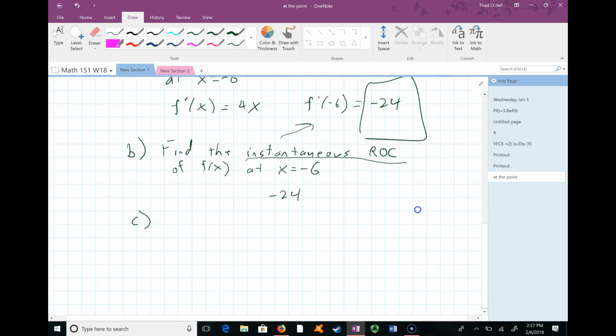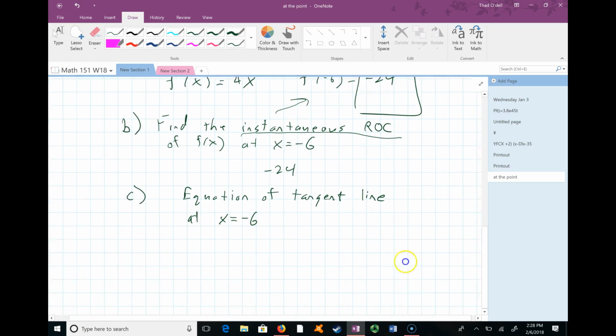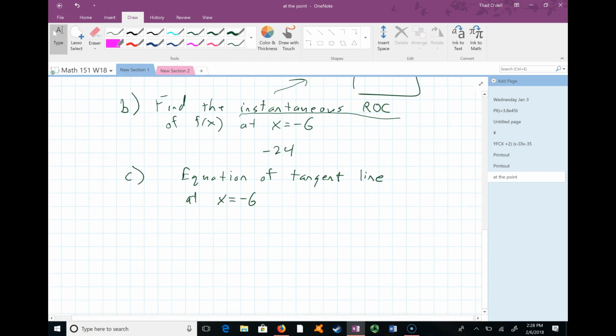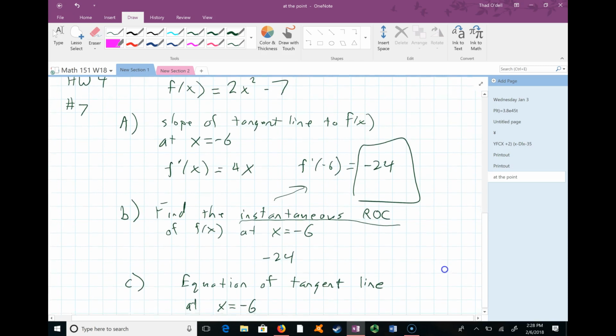Part C says find the equation of the tangent line at x equals -6. So again, we've already found everything we need. Well, actually that's not true. We don't know the y-coordinate yet. We know the x-coordinate and the slope, but we need to find the y-coordinate.